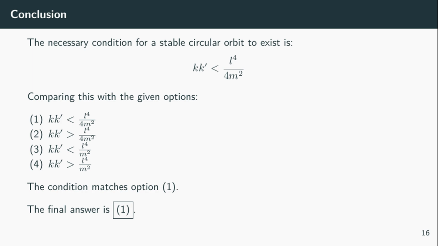Let's compare this with the given options. Option 1: kk prime less than L to the power of 4 over 4m squared. Option 2: kk prime greater than L to the power of 4 over 4m squared. Option 3: kk prime less than L to the power of 4 over m squared. Option 4: kk prime greater than L to the power of 4 over m squared. Our derived condition exactly matches option 1. So the final answer is option 1.